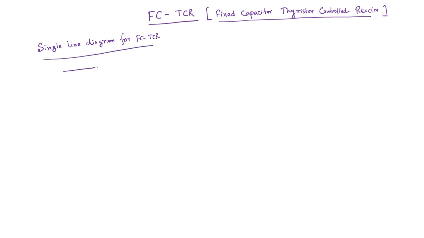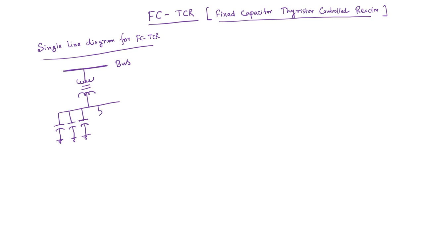We have a bus at which we will place this FC-TCR. Let us consider this is the bus. Then we have a step down transformer, which is represented by this symbol. Then we have a number of capacitors which constitute a capacitor bank, and they are fixed like this. Okay. So, this is the symbol of capacitor, as you know.